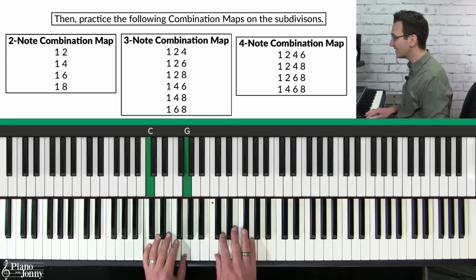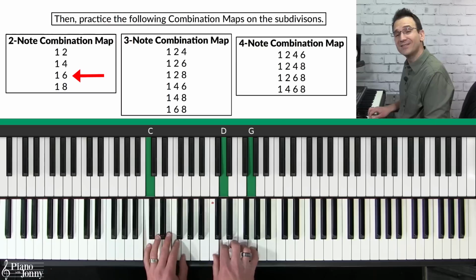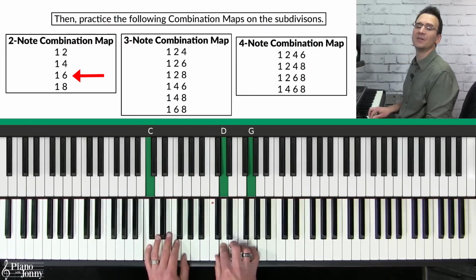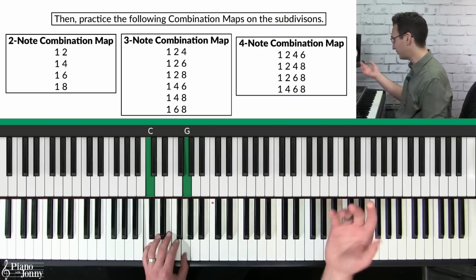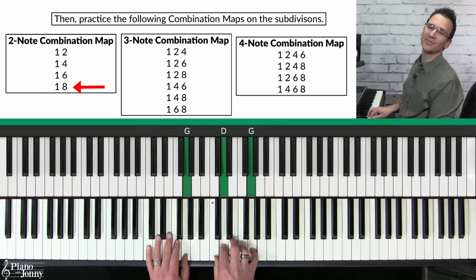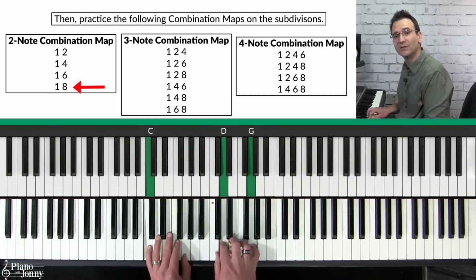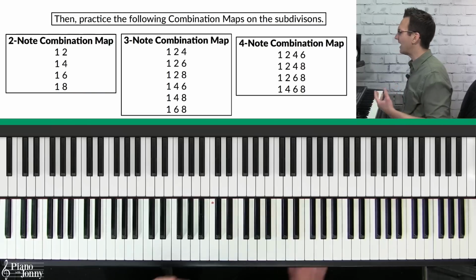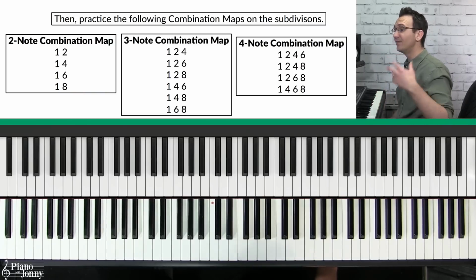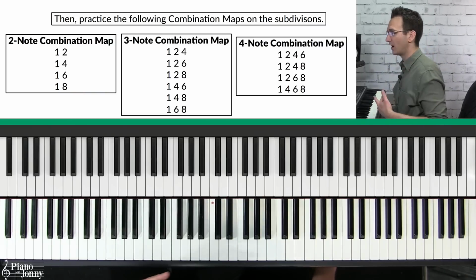Then you're gonna do it on 1, 6. 1, 2, 3, 4, 5, 6, 7, 8. And then you'll do 1, 8. 1, 2, 3, 4. Does that make sense? So you're practicing these 2-note combinations, then you're gonna do 3-note combinations.